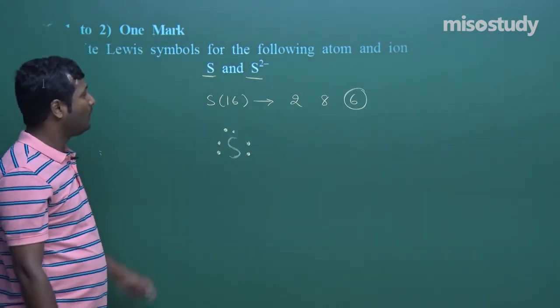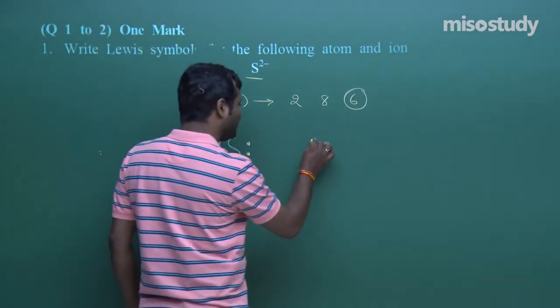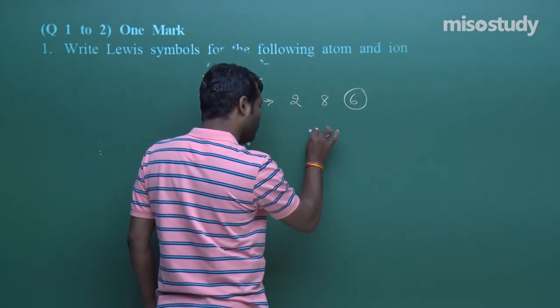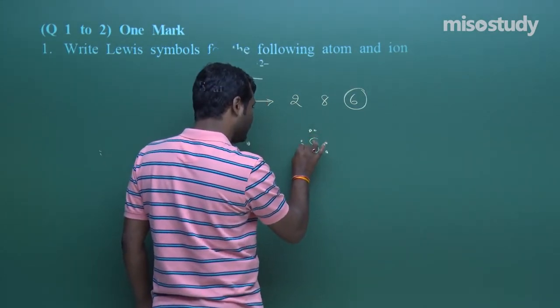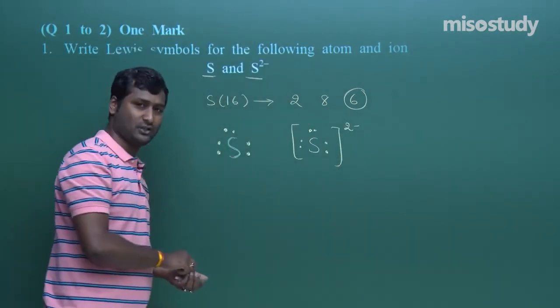Clear? Now, what is the Lewis symbol of S2 minus? There is a gain of 2 electrons. That is, it can be written like this: 2, 2, 4, 2, 6 and 2 minus. This is the actual explanation.